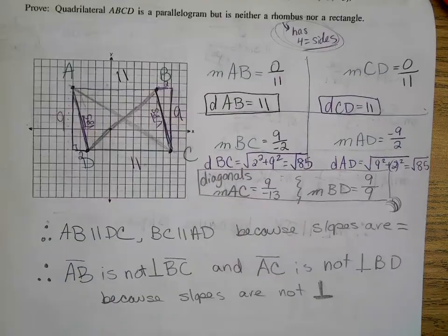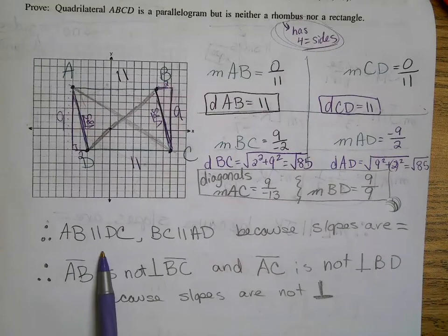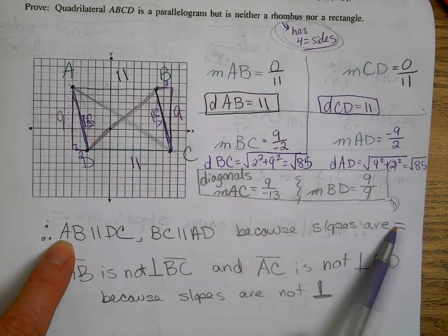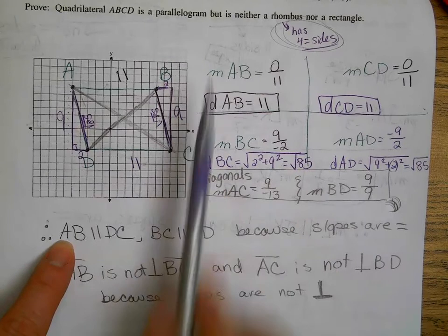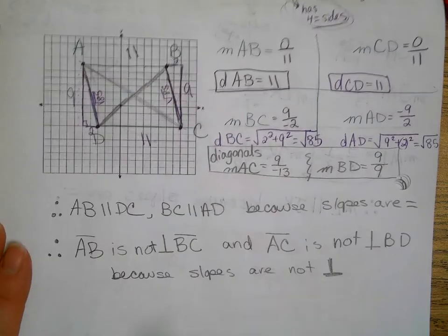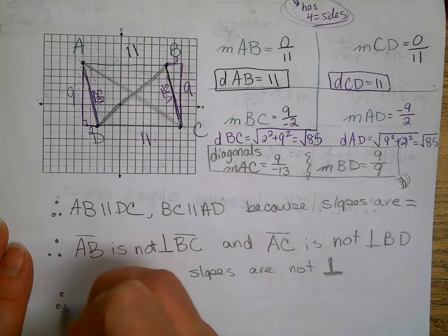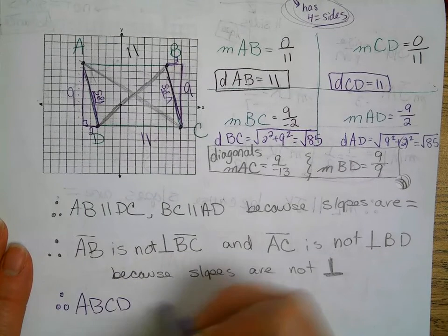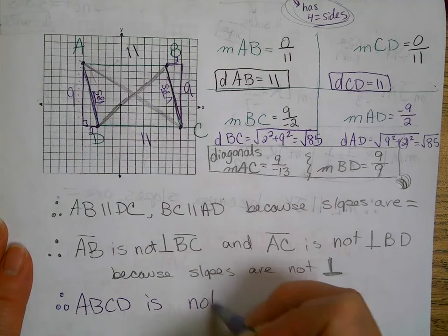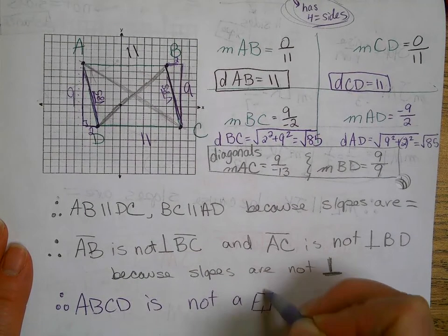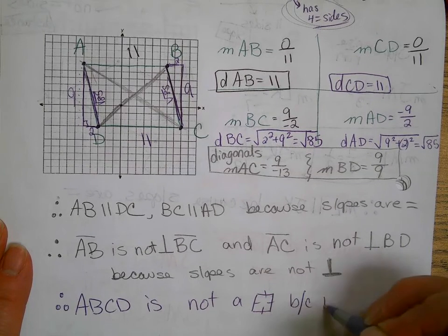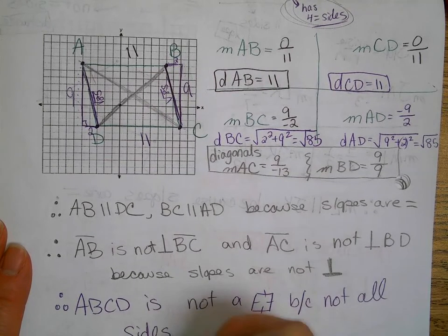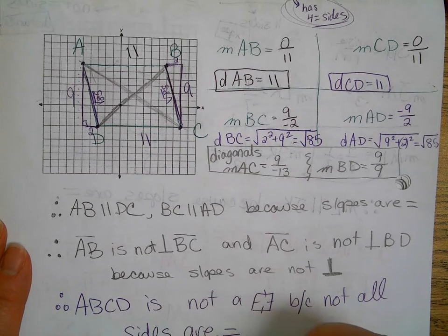So looking at the conclusions for this one, I have written here, we did have 2 sets of parallel sides, which gives us a parallelogram. Okay? But the not a rhombus idea, since I just found the distances, we're going to need a conclusion to say ABCD is not a rhombus because not all sides are equal.